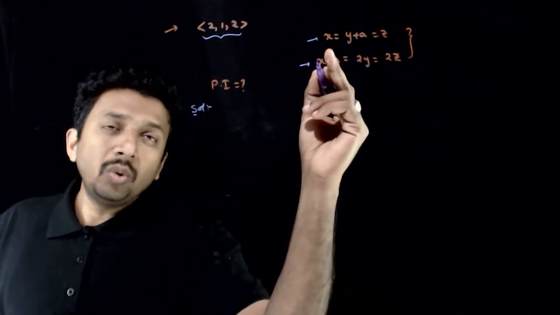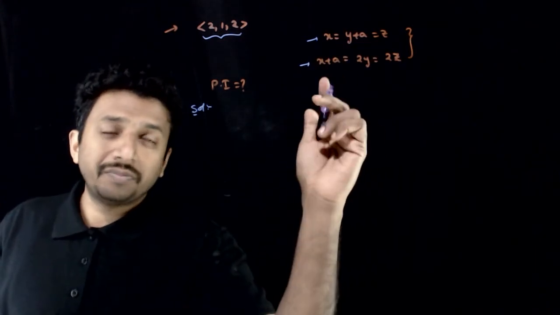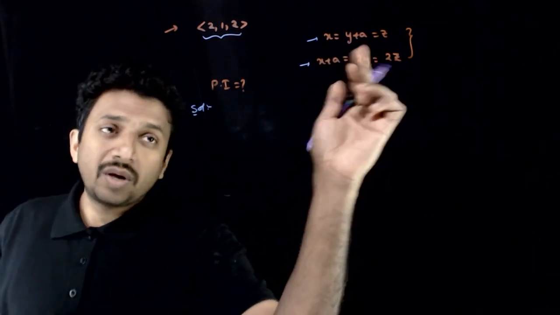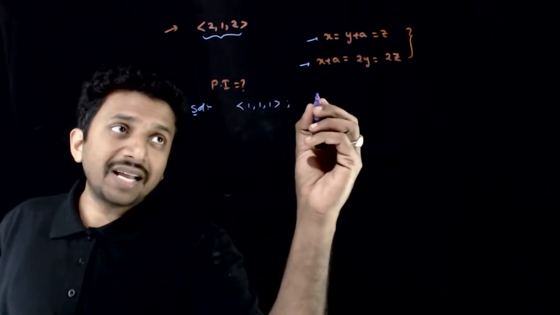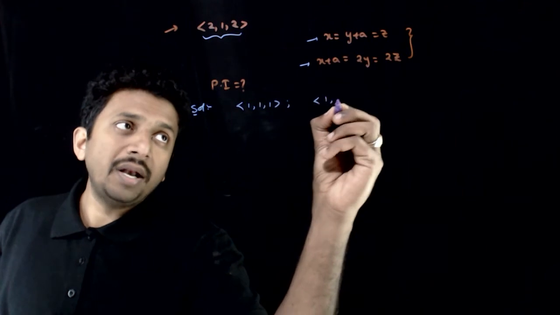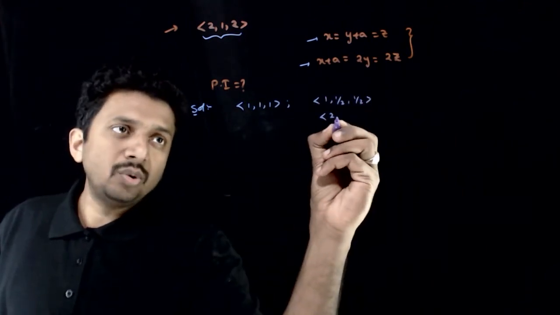So you have two lines. The first line has DRs 1, 1, 1, right? The DRs are 1, 1, 1. And if you take the second line, the DRs are 1, half and half. That is 2, 1, 1.